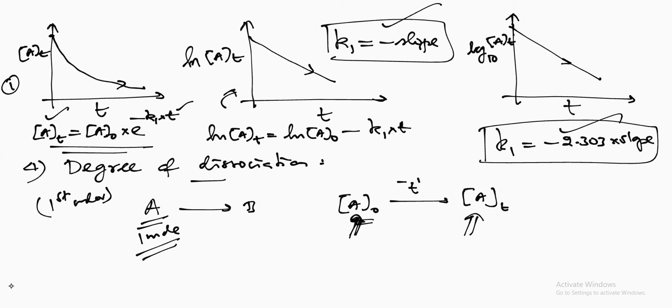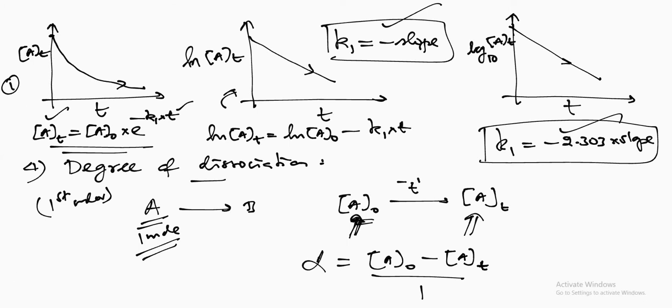Degree of dissociation, let me write this as alpha. Alpha is equal to what we had initially minus what we have at time t. So this is nothing but the number of moles reacted divided by initial moles. Initial mole, let us assume this as 1 mole. So alpha is equal to A0 minus A t, simple, right?